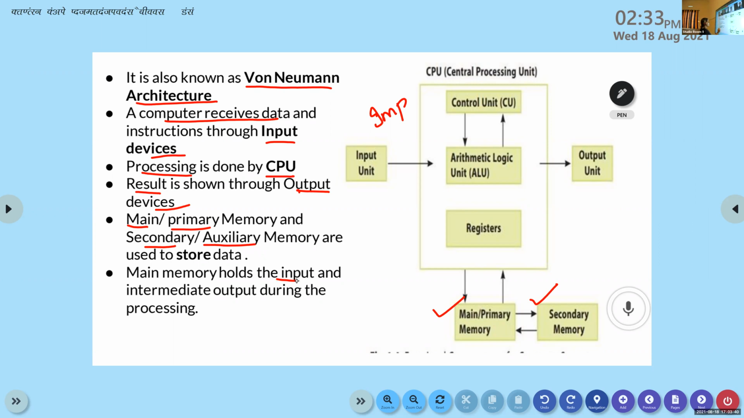It holds the input and intermediate output during the processing. When there is a processing going on, there should be someone to hold that intermediate result, isn't it? So who does that? Main memory, or we can also say primary memory. So what is the main role of these memories? To hold, to store our data. So what is the role of the main memory? It holds the input and intermediate output during the processing.